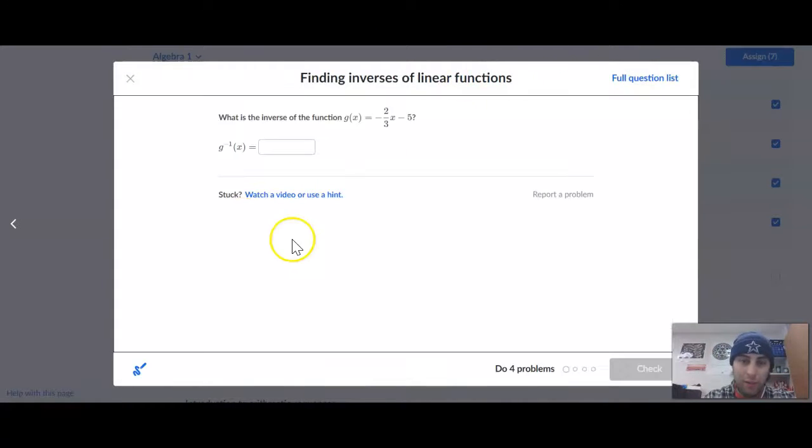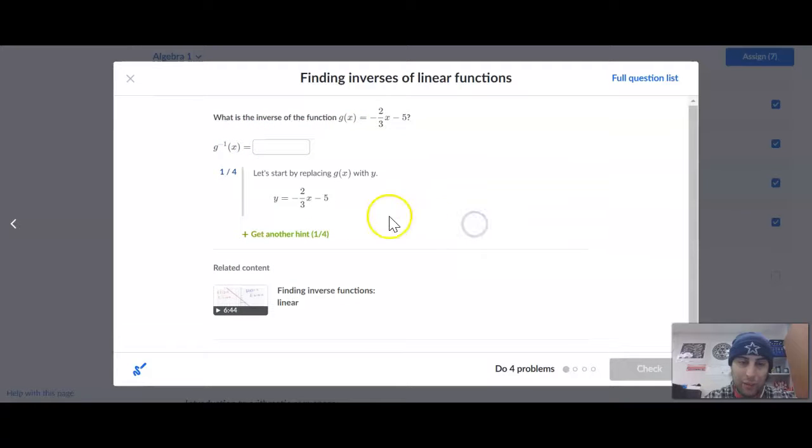So let's check out that student view. All right, it says g inverse of x. Now we're going to use the hint. Again, if we're stuck and we don't know what to do, we can get the hint over on the right side.